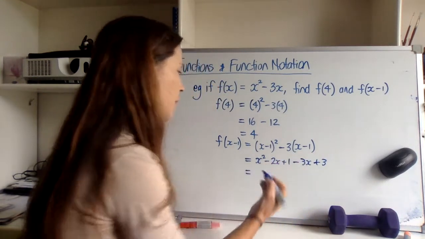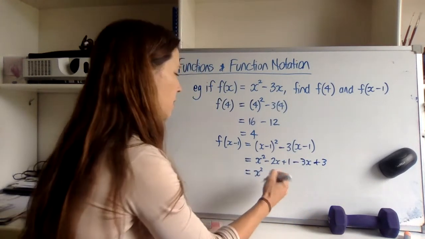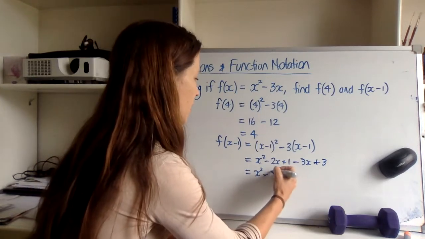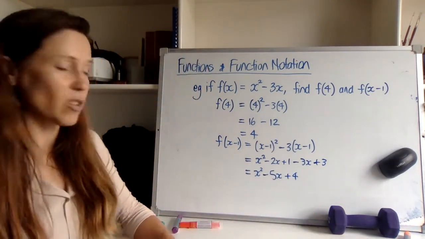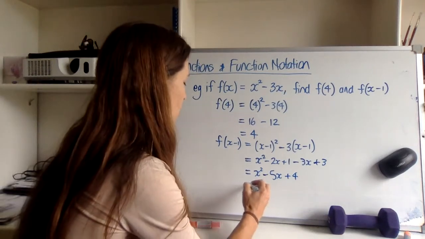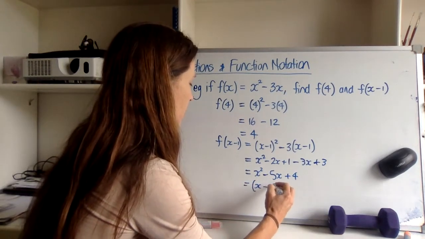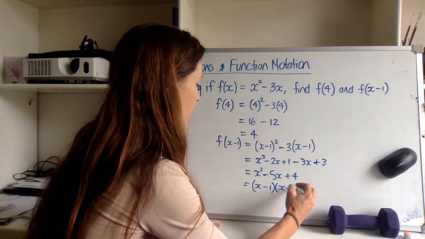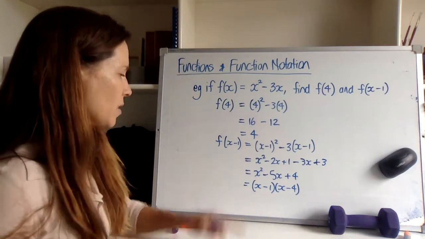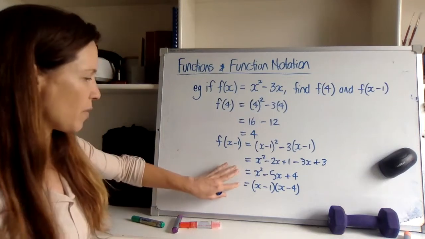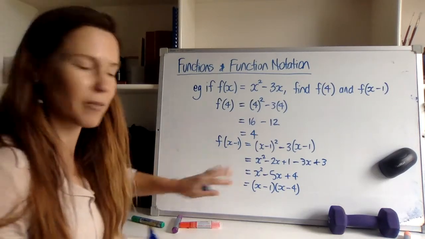And now we can gather up our like terms. We have x squared minus 5x plus 4. Now that can actually be factorised if we want to. I can see that we could actually turn this into x minus 1 and x minus 4, but it hasn't really strictly asked us to do that, so you might as well stop here. Both of these are kind of like 6 of one, half a dozen of the other.